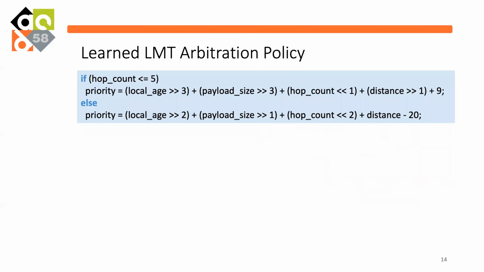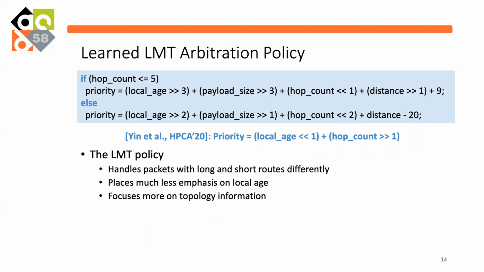Another benefit of using tree-based models is that we can actually look at the policy and figure out what it is doing. Here I am showing the policy learned by the linear model tree of depth 1. As a comparison, here is the manual policy mentioned in the previous slide. Compared with the manual policy, our policy handles packets with long and short routes differently. Also, it places much less emphasis on local age, so that it does not quickly degenerate to the FIFO policy under heavy traffic. Finally, our policy focuses more on topology information.